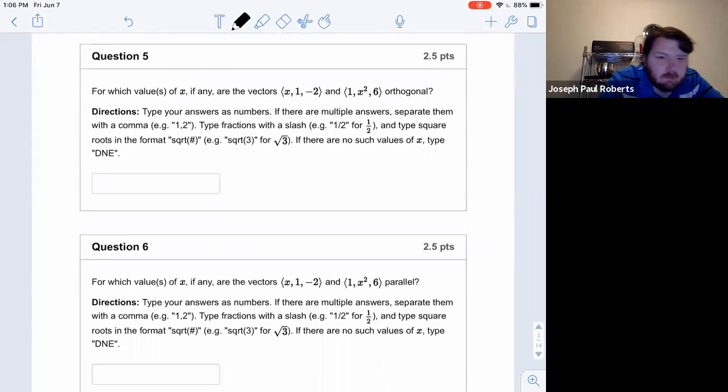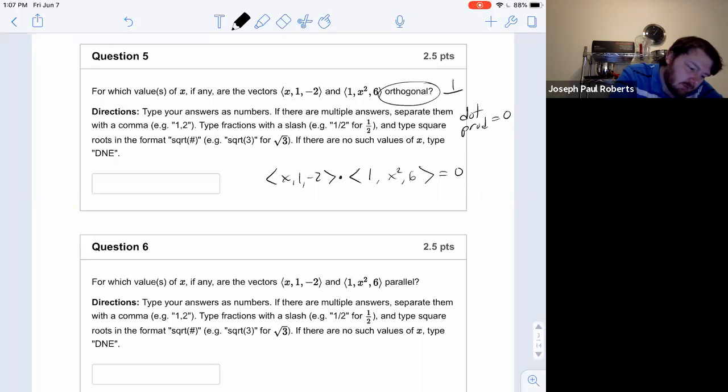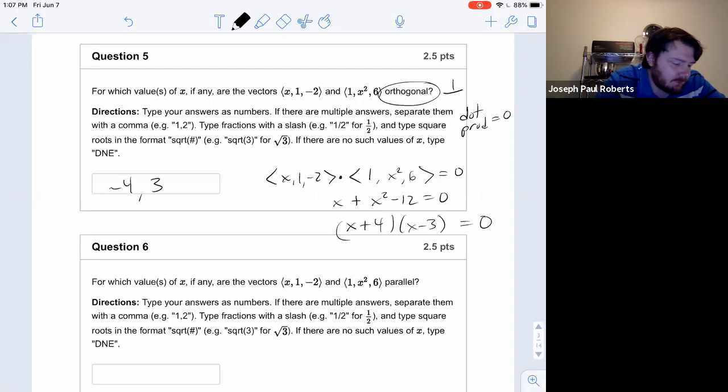Next question, find values of x so that these vectors are orthogonal. So orthogonal, remember, is just a fancy way of saying perpendicular, which means that the dot product is 0. That's our characterization of perpendicular vectors. So we set x, 1, minus 2 dot 1, x squared, 6 equal to 0. We do this dot product, we get x plus x squared minus 12 equals 0, which you could factor to x plus 4, x minus 3 equals 0, so -4 and 3 are our two values.